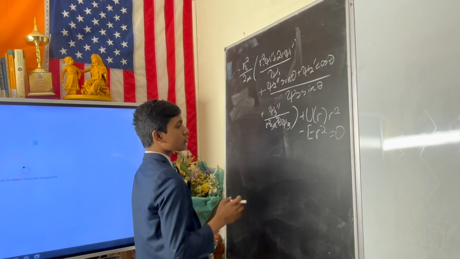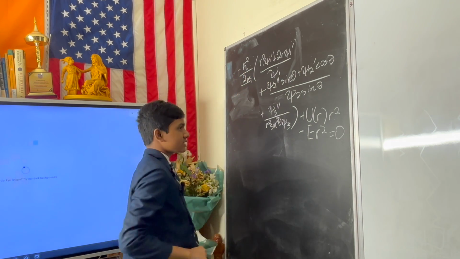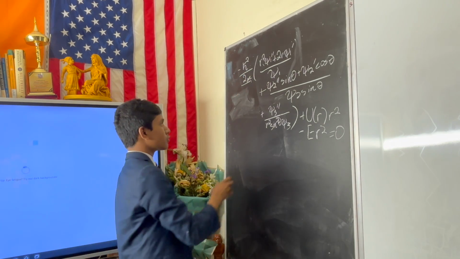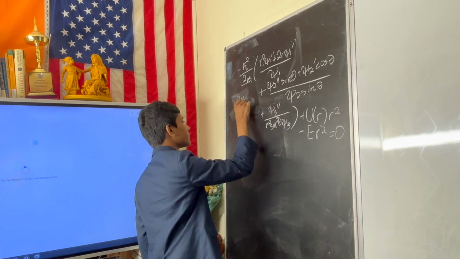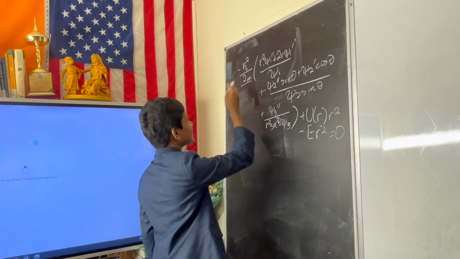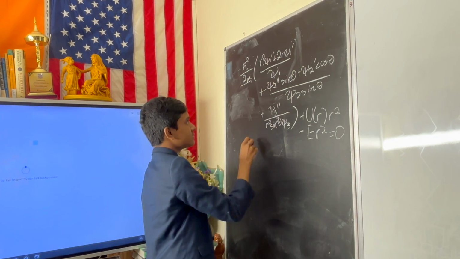So, first of all, we're going to get rid of this nasty guy that's encircling everything. So, we're going to multiply both sides by minus 2m over h bar squared, which is going to exactly cancel that out, and that gives us.